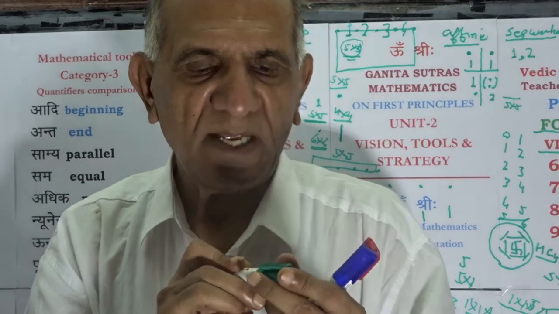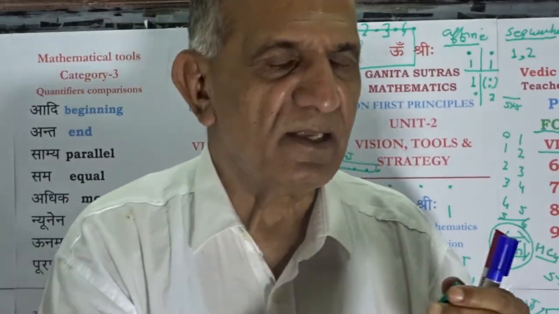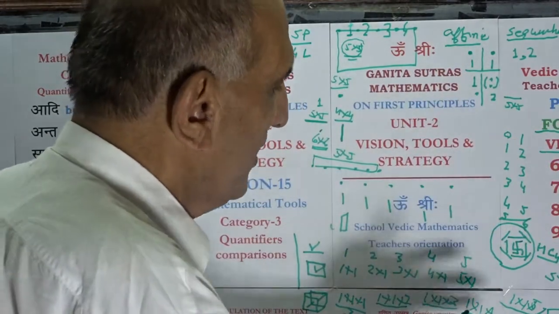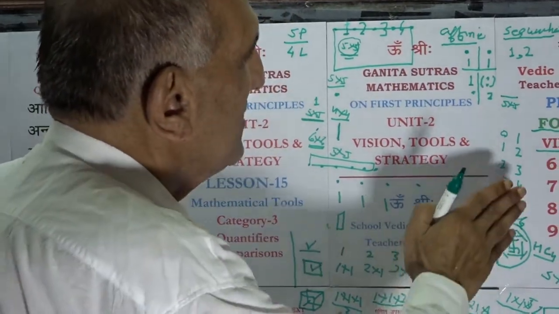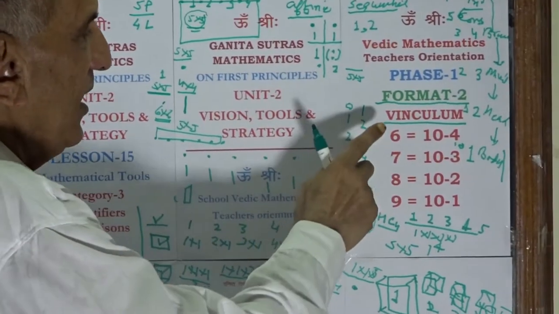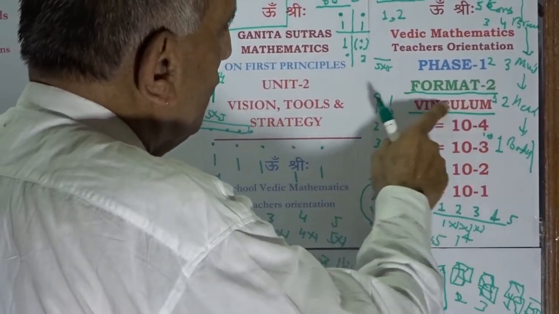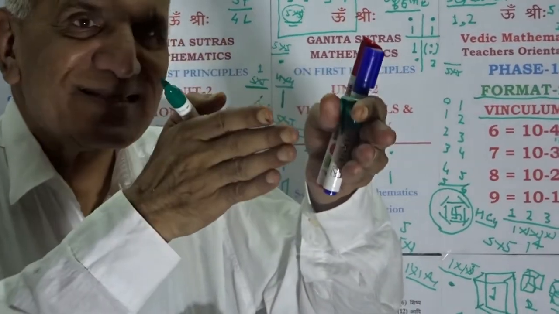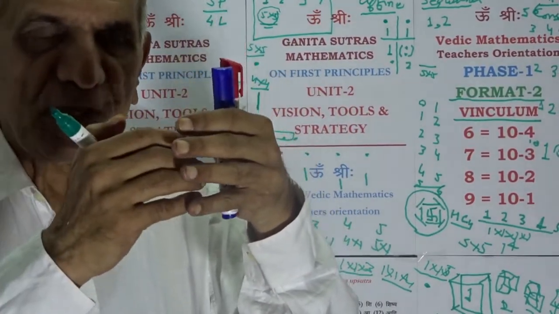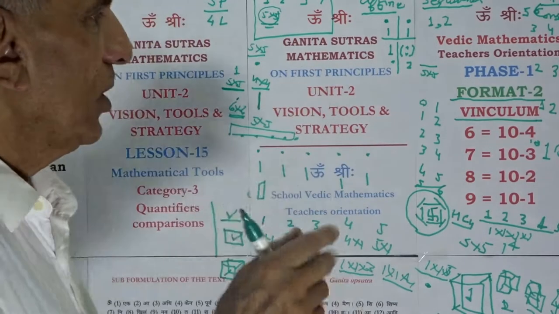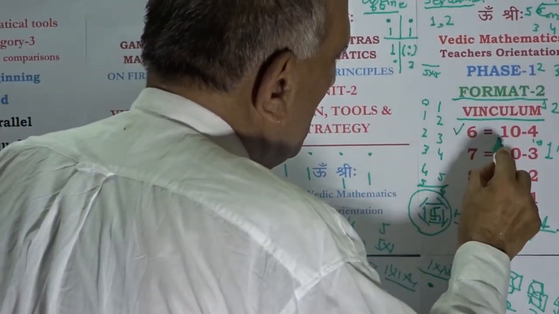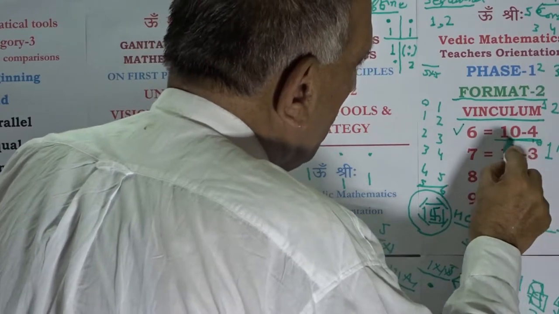Therefore, we shall take the young minds for their exposure to the second format. The name of the second format is vinculum. Vinculum means less than, or of opposite orientation. Now, if we are reaching at count 6, then we see it is 10 minus 4.